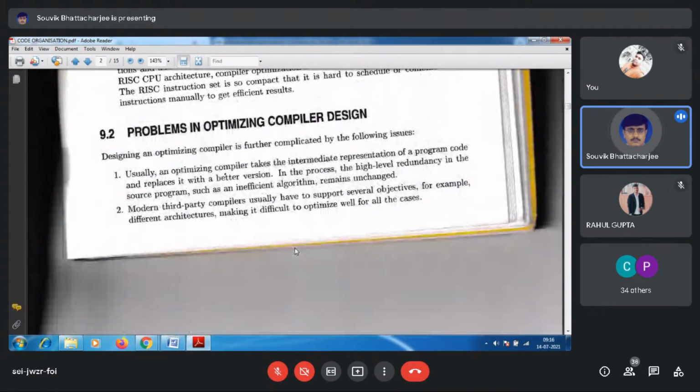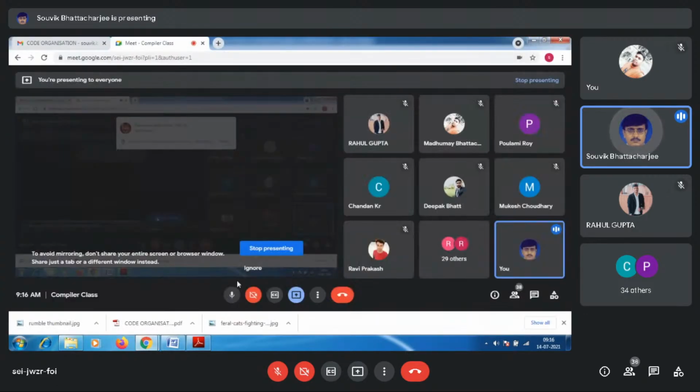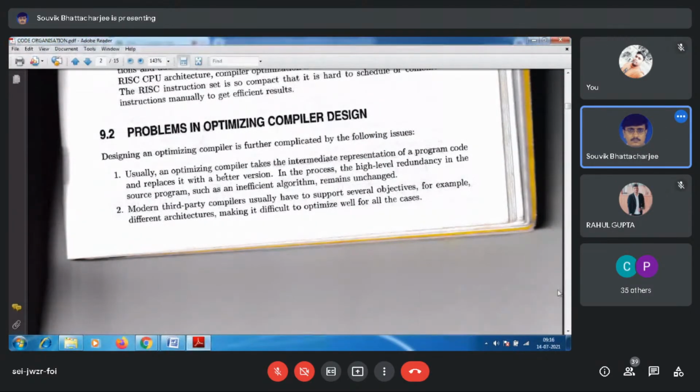What are the problems in optimizing compiler design? Basically, code optimization is not just a simple thing. It's not an easy technique. The optimization technique may be easy, but that does not mean it is easy when you are writing the optimizing compiler, and the difficulty you will get in generating the optimized code may be significant.